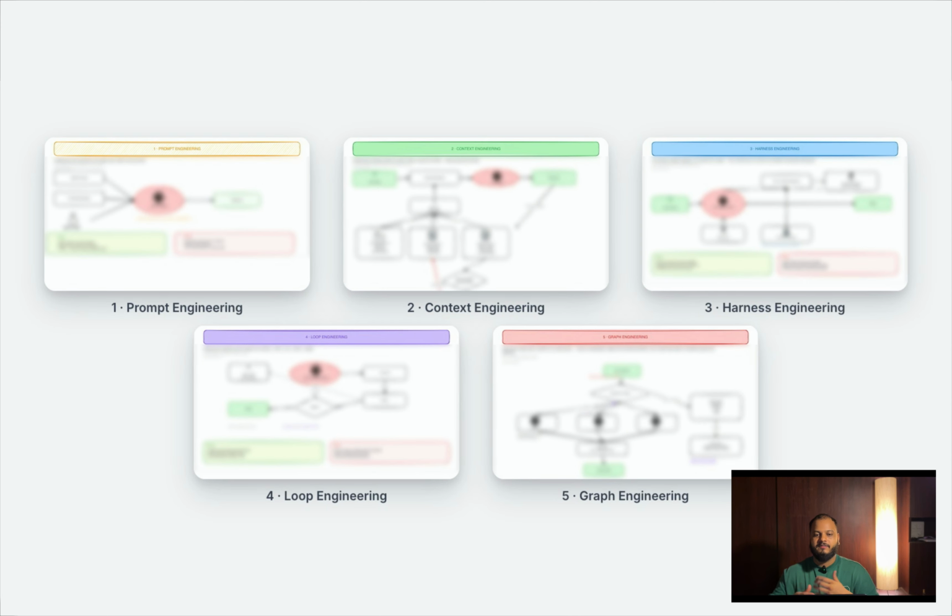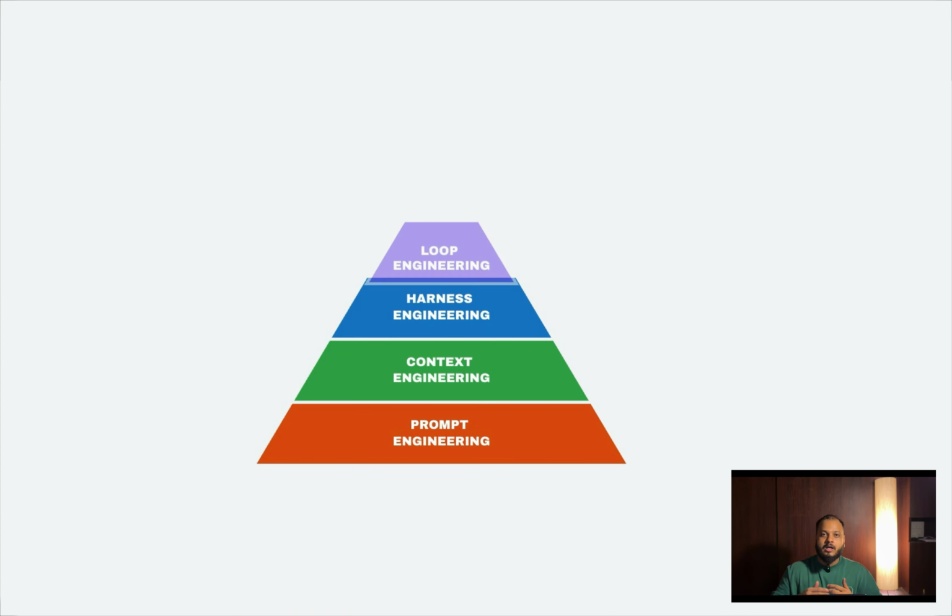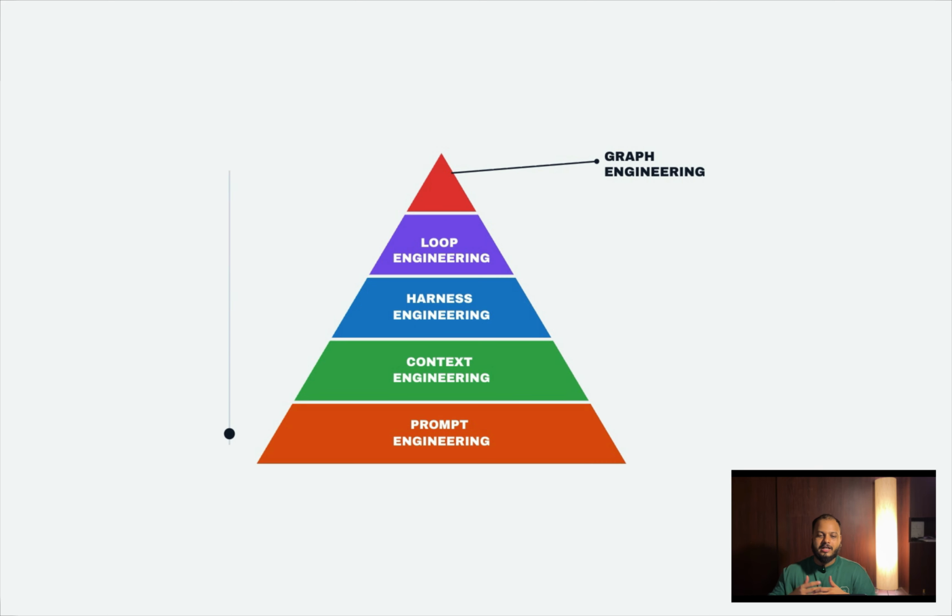Big shape of where we are going. Every layer we add makes the system more capable and more complicated at the same time. Most people jump straight to "I need an agent" without understanding the full concept. So we are going in order, bottom to top, and I will tell you exactly where one stops working and why.